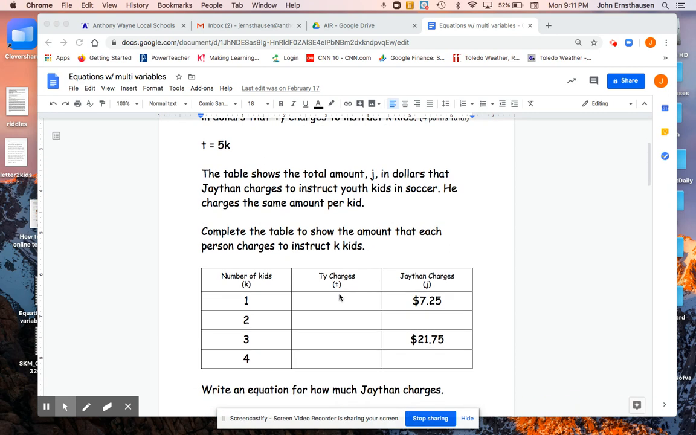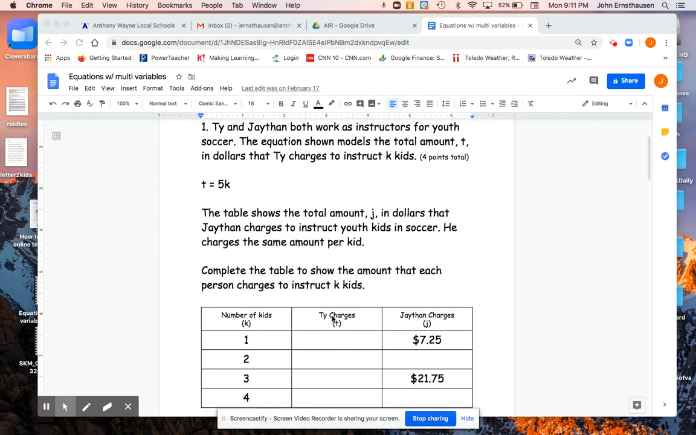So let's start with Ty. If we use Ty's equation and we plug in the 1 for the K, which represents the kids, Ty would be making $5 because 5 times 1 gives you 5. If he has two kids, we plug in the 2. 5 times 2 would give you $10 and so forth. You should be pretty good there.